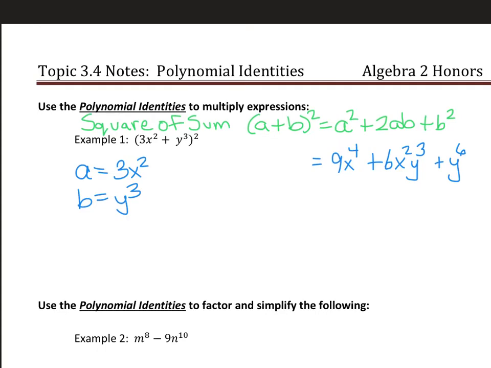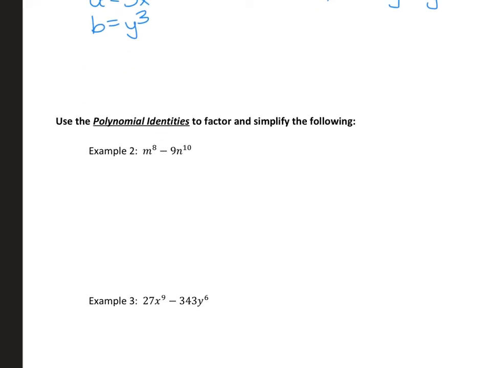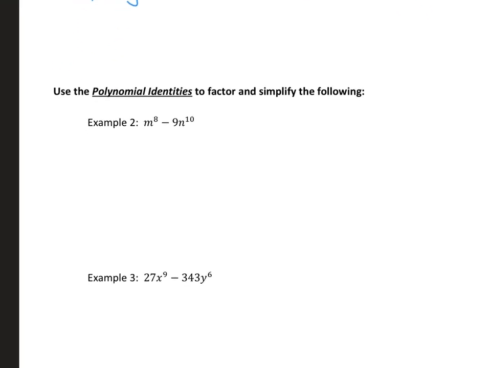All right, let's move on to the next example here. We're going to now go in reverse. We're going to use the polynomial identities to factor and simplify. That's really where we want to get to in order to start breaking a polynomial function down so that we can learn more about its intercepts when graphed. So that's really our goal.